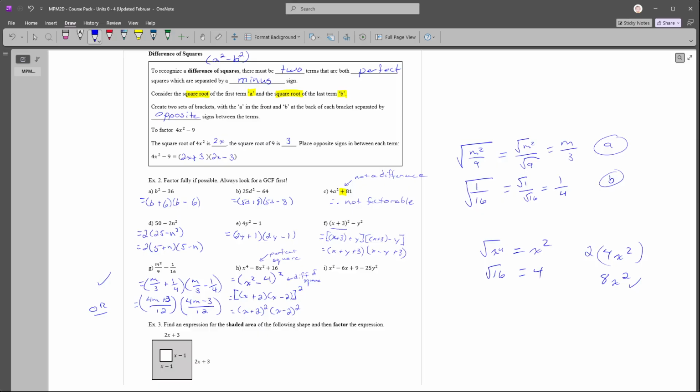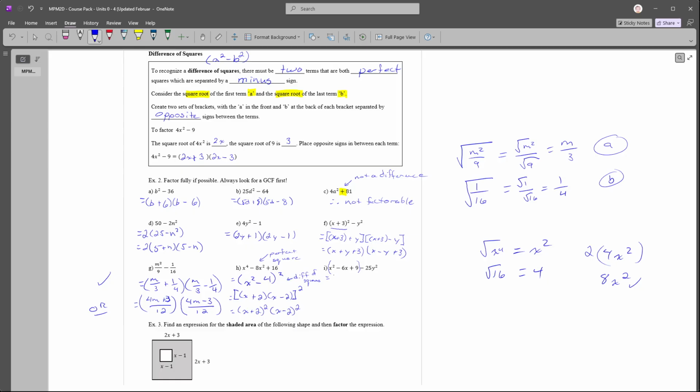Is there anything else we can see? Well, I can see that if we group these first 3 terms, we actually have a perfect square here. Not a difference of squares. The first term, the square root of that is x. The last term, the square root of that is 3. 3 times x, that's 3x. Double it, we get 6x. So that means we have a perfect square here. So let's try that first. And then we're just going to leave that minus 25y squared all on its own.